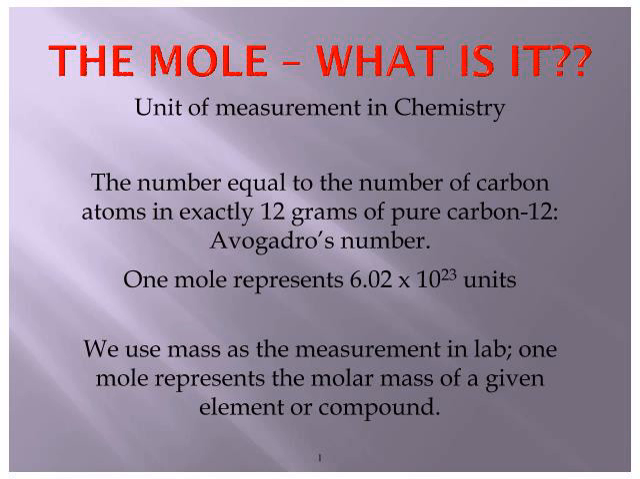Alright, so we're going to talk about the mole, what is it, how do we use it, and everything else. It is a unit of measurement in chemistry. The definition of a mole is the number equal to the number of carbon atoms in exactly 12 grams of pure carbon-12. And that is Avogadro's number, the number of particles. So 1 mole is 6.02 times 10 to the 23rd units. And what I mean by units is atoms, molecules, formula units. We'll talk about that a little bit more as we go through.